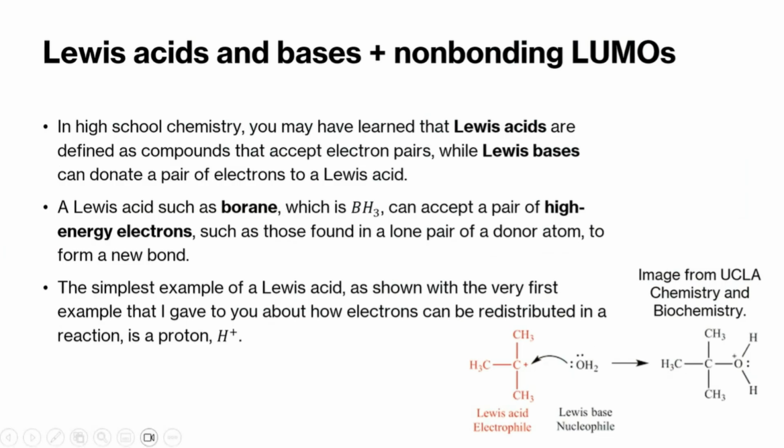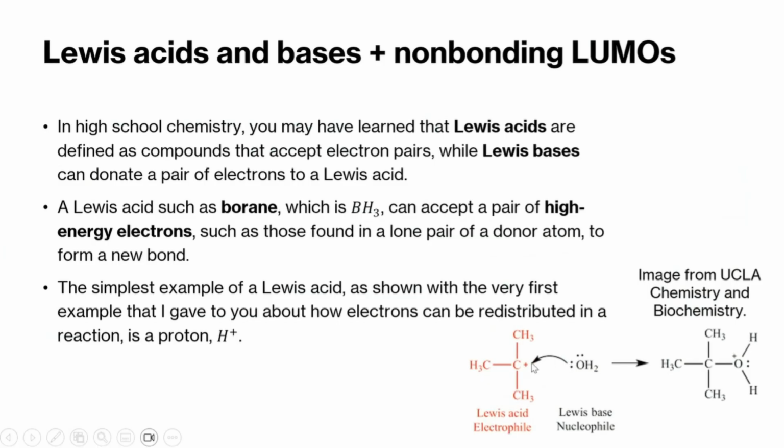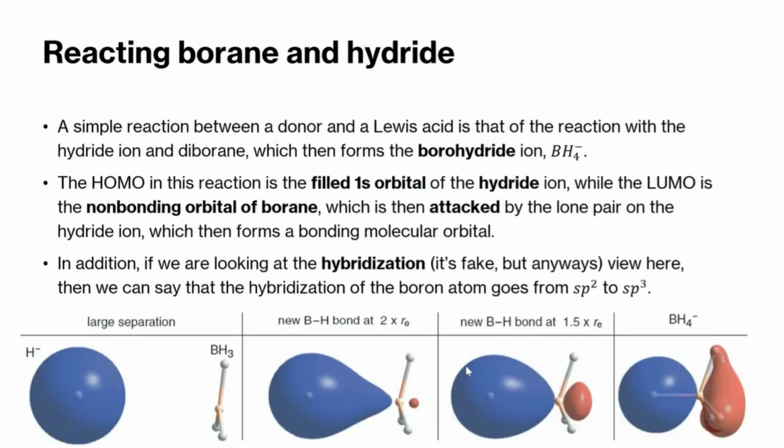So right here is an example of a Lewis acid and base reaction. You can see this Lewis acid, this carbocation known from organic chemistry, can accept a pair of electrons from water. And that means that the water is now a Lewis base, and this carbocation is a Lewis acid. The reaction between borane and the hydride ion, I accidentally put diborane there, forms the borohydride ion, BH4 minus.